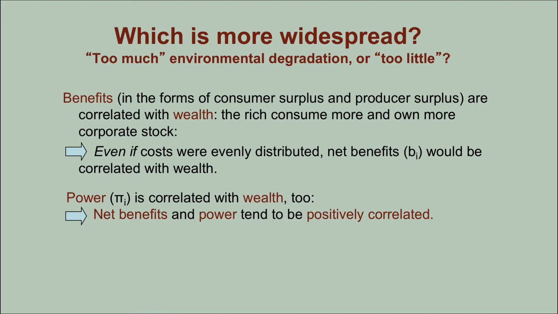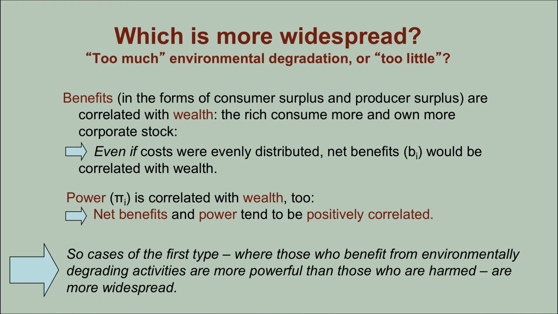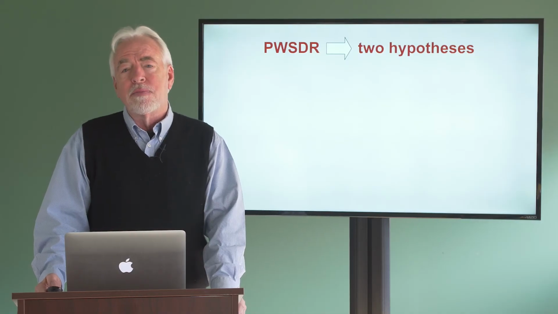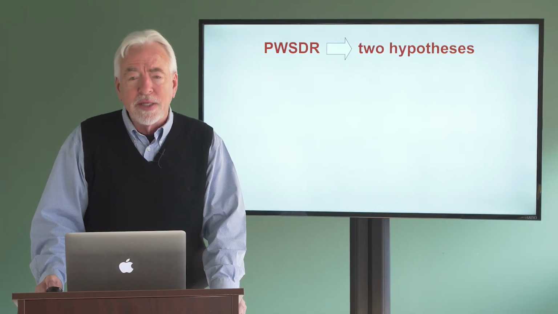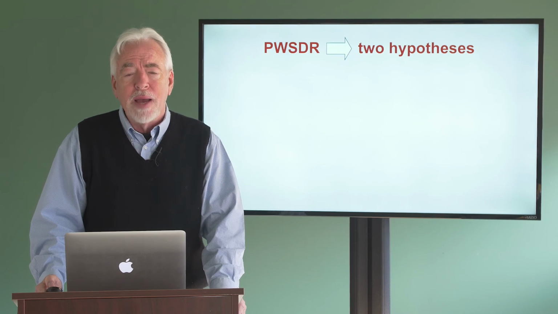Insofar as power and wealth are positively correlated, which is not a bad first approximation of what goes on in the world, we can therefore make the prediction that cases of the first type I described, the type where political power results in too much environmental degradation, even by the prescriptive standards of neoclassical economics, those situations are going to be more common than the reverse. So on the basis of the power-weighted social decision rule, we can make two predictions. We can make two hypotheses.